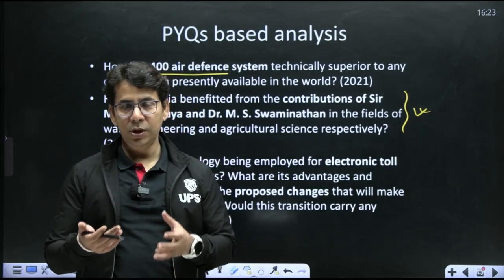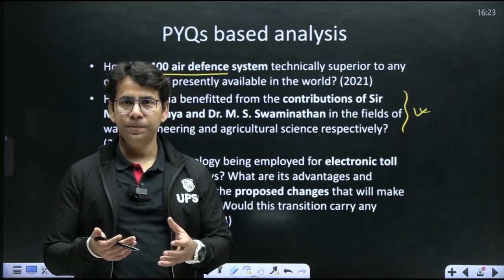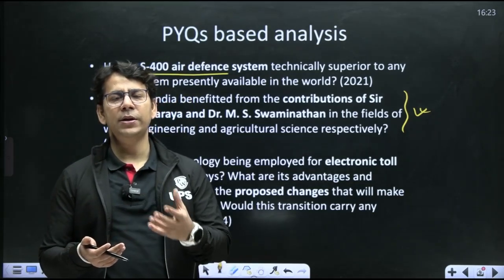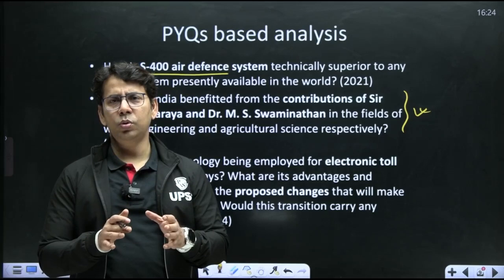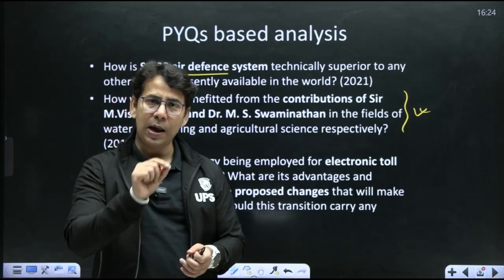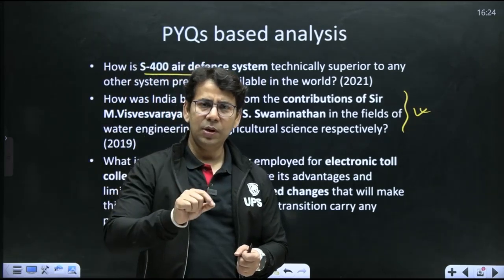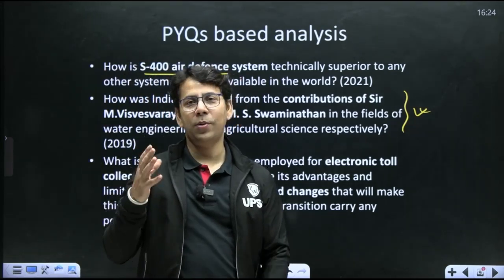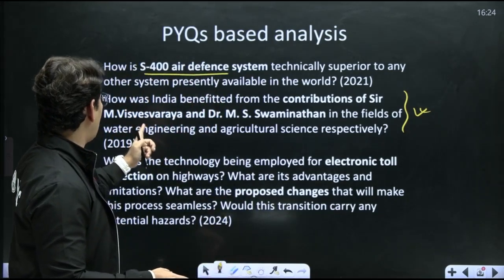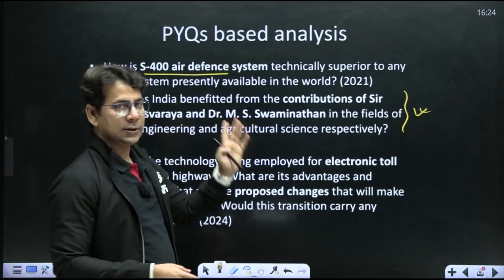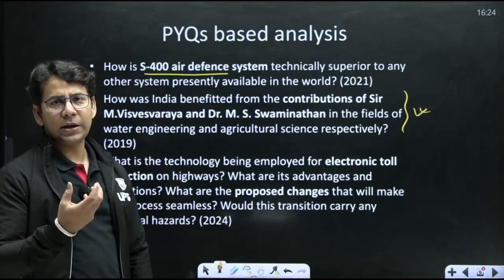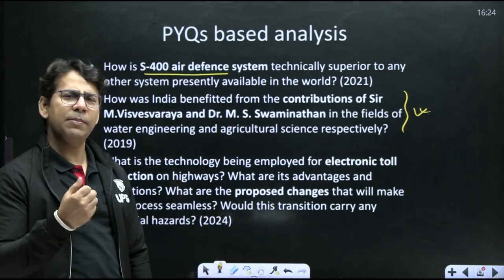C.V. Raman, we need to know about him. APJ Kalam, then we need to know about him, right? S.N. Bose and many such Indian scientists who have done a remarkable job. Just go through at least one page related to their work, and if their work is linked to something which is currently in the news, then it's very important. Because now the question they have asked: Sir M. Visvesvaraya, water engineering, and M.S. Swaminathan, agriculture science. C.V. Raman, spectroscopy. That's a very basic technology being used in space exploration and many places.